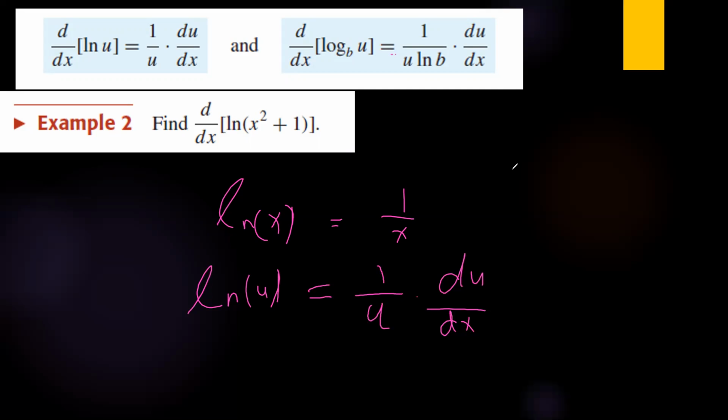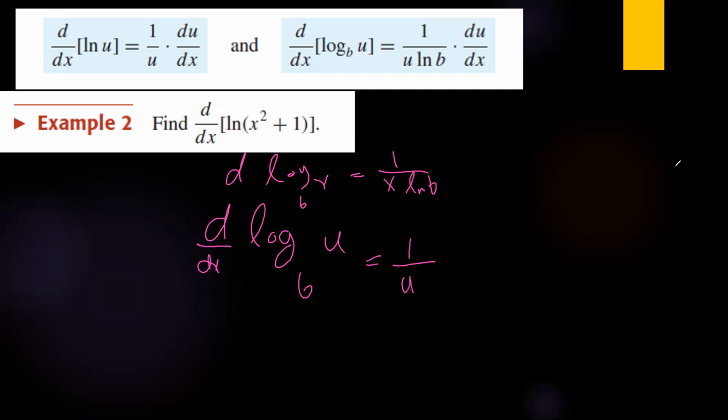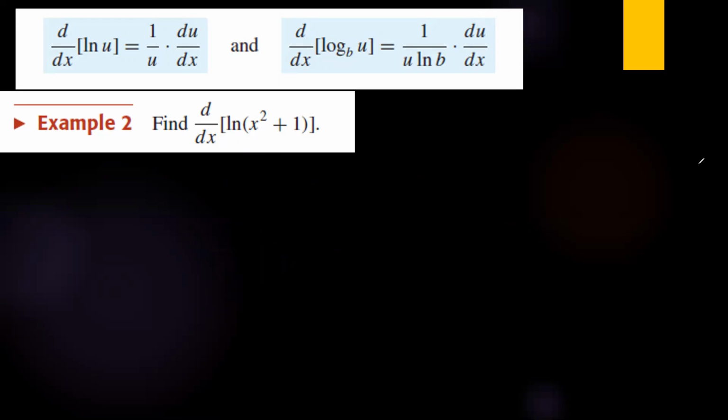And for the derivative of logarithm to the base b of u, we say that the derivative of the logarithm to the base b of x is 1 over x ln b. Here it will be 1 over u ln b. But since we have u, we have to find the derivative of u with respect to x. So if you assume u, you have to add a du over dx. Let's have now an example here.